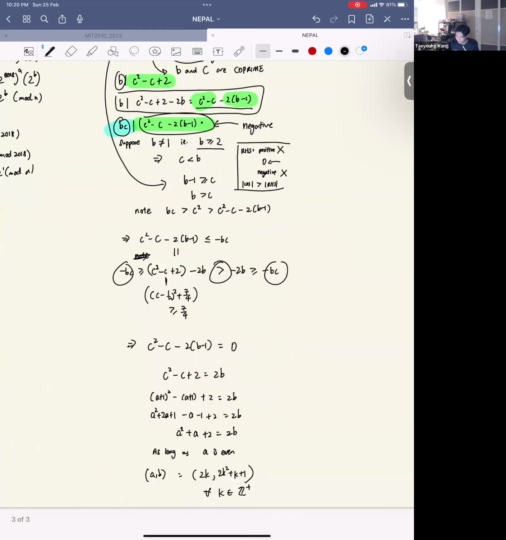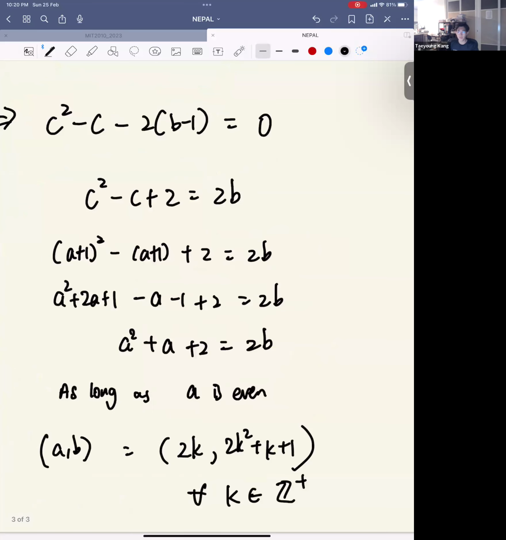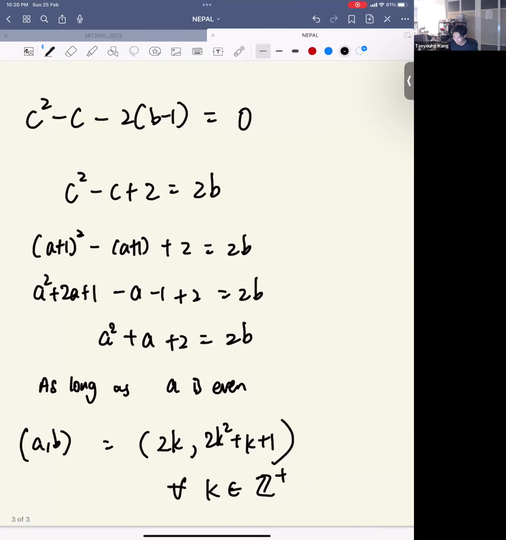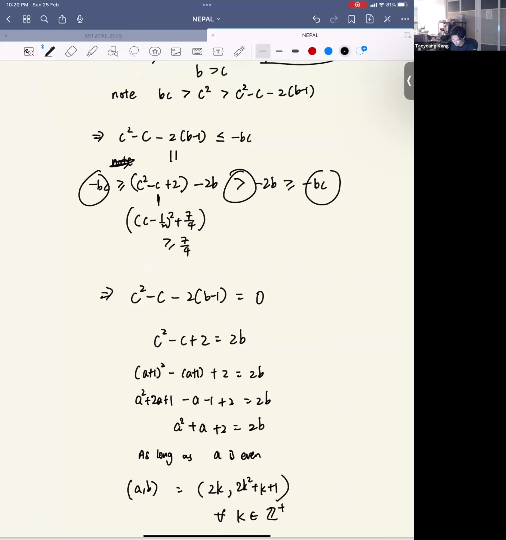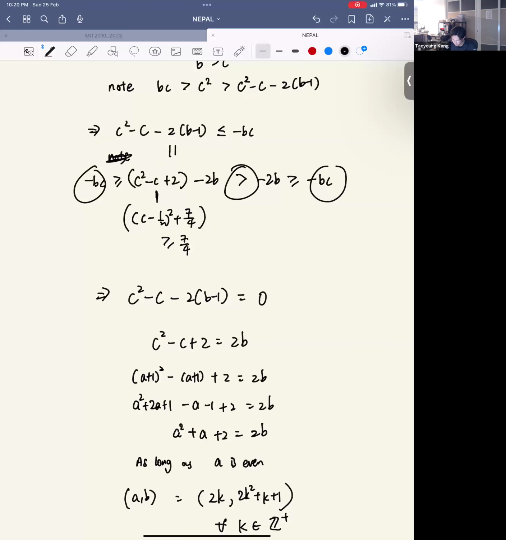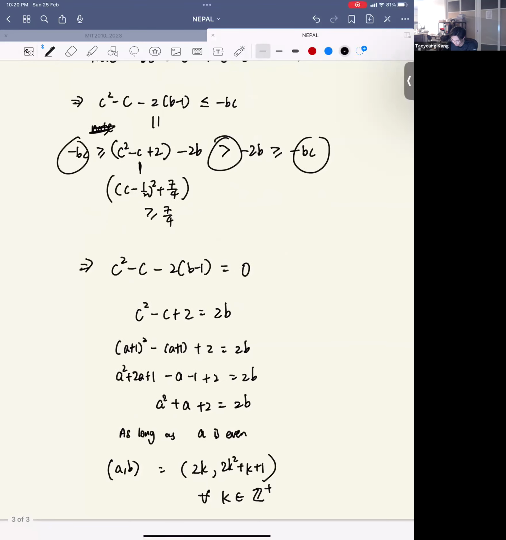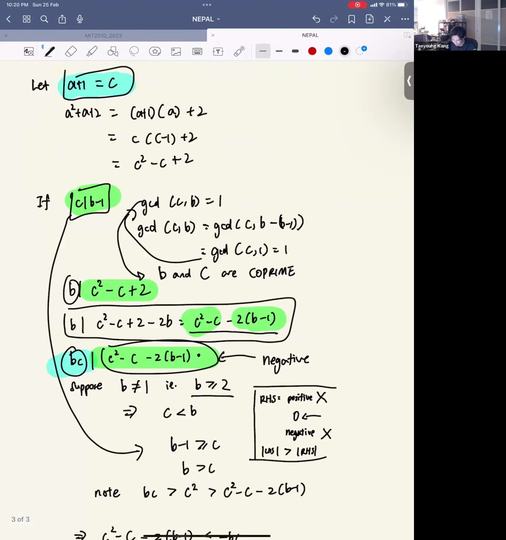Oh, we ruled out odd solutions for A. It's because if A is odd, wait, give me a second.